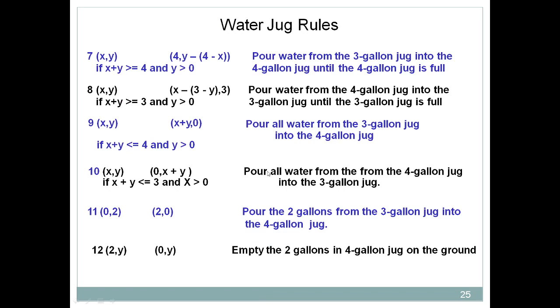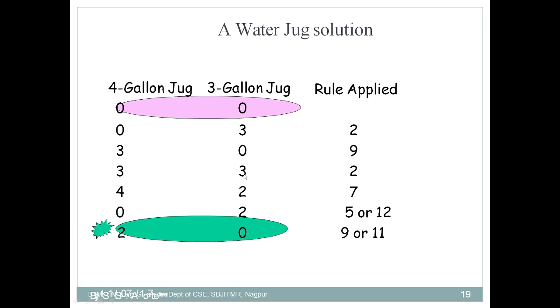So for that purpose I need to apply rule number 7. Pour the water from 3 gallon jug to 4 gallon jug until 4 gallon jug is full. That means I am transferring some water. So how much water can I transfer? Obviously the capacity of this jug is 4 gallon, and 3 gallon is already there, so I will transfer 1 gallon of water. So after that what do you find?